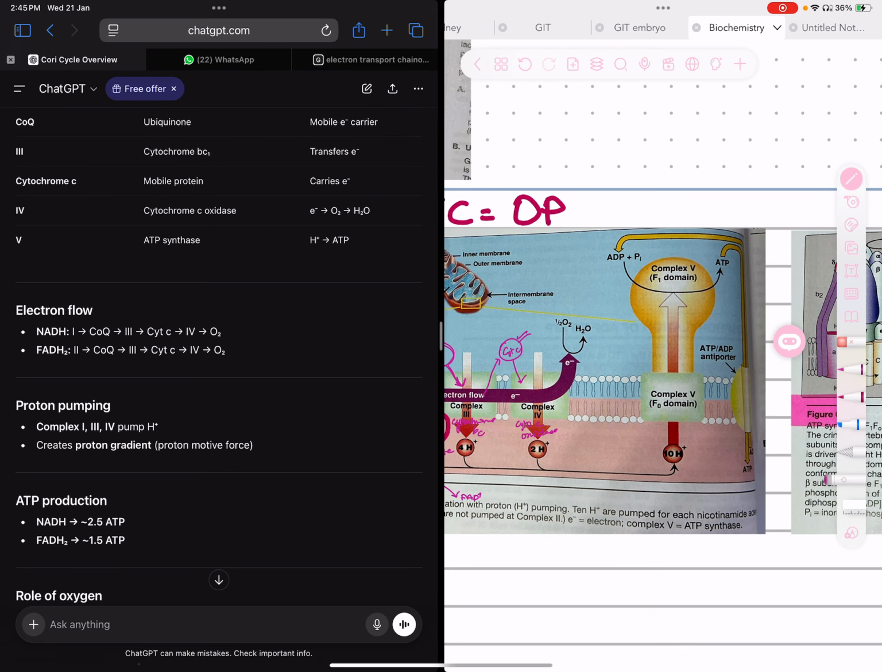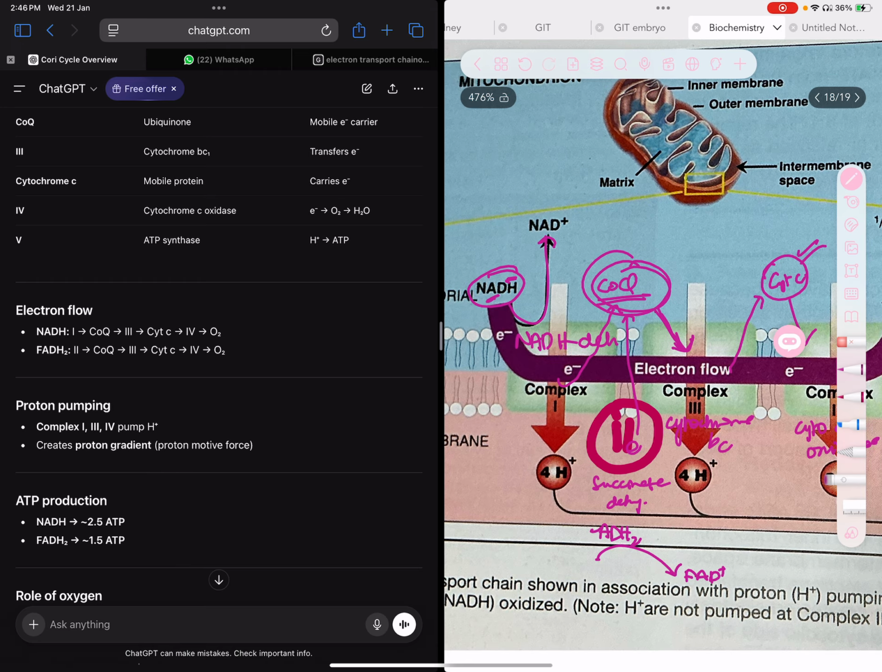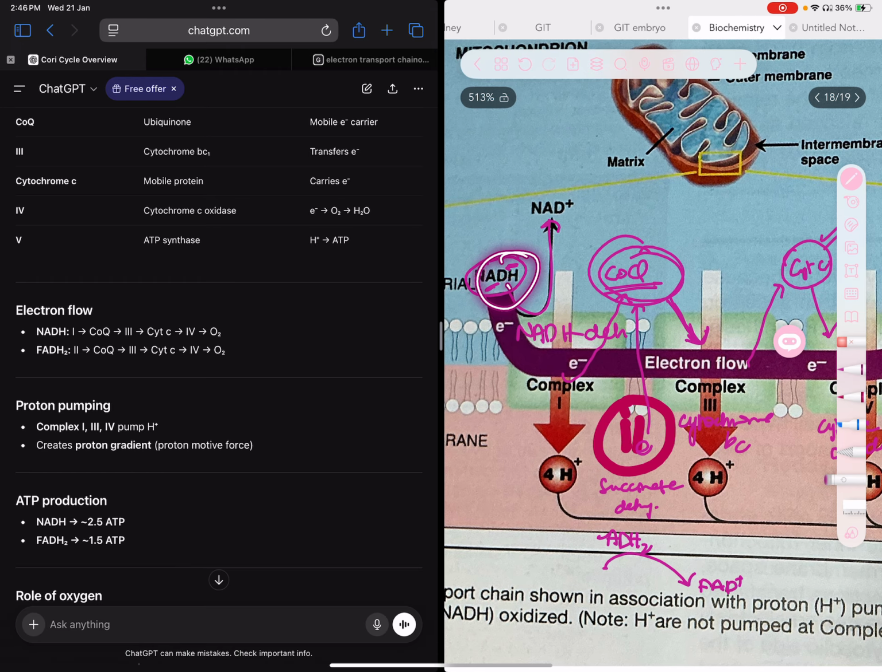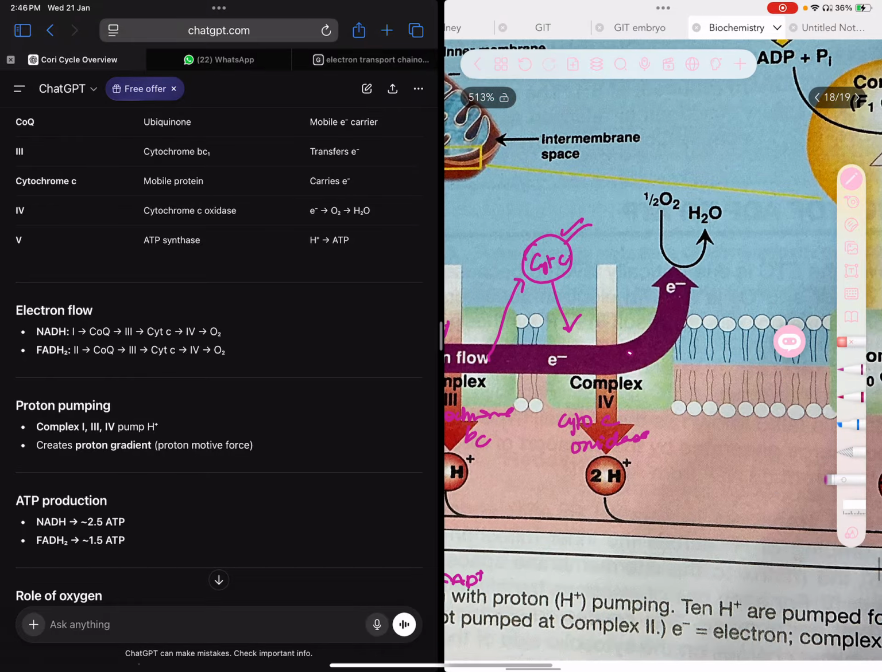So again, electron flow is first of all from NADH, as NADH is the donor. From there it will come to complex 1, which is NADH dehydrogenase. From here we'll go to ubiquinone, which is coenzyme Q. Then complex 3, which has the name of cytochrome BC. Then we'll go to cytochrome C. Then it will go to complex 4, which has the name of cytochrome A and A3, or cytochrome C oxidase. And then it will go finally to the electron acceptor, oxygen.